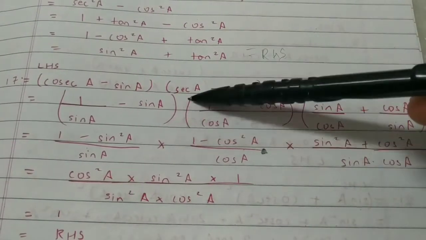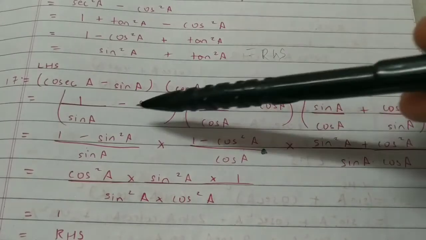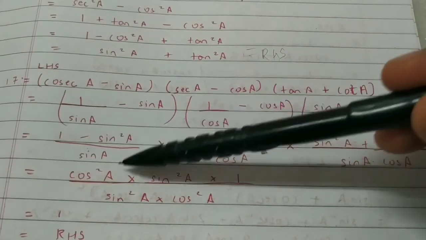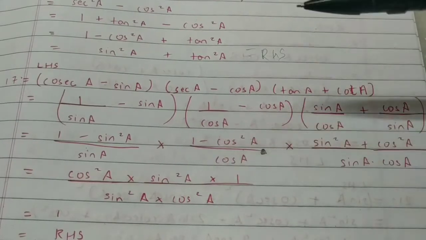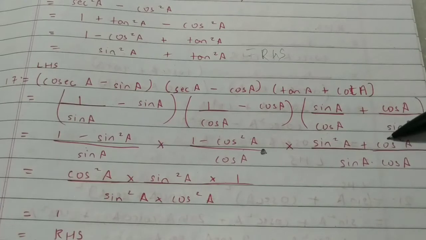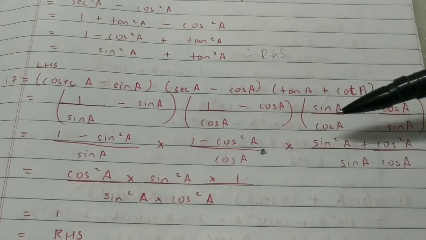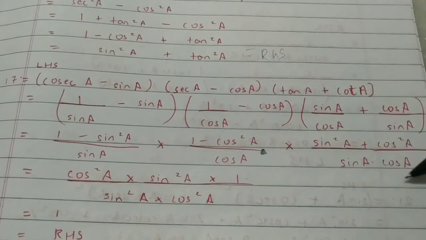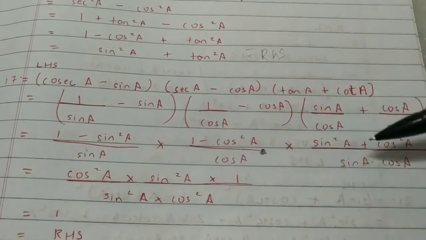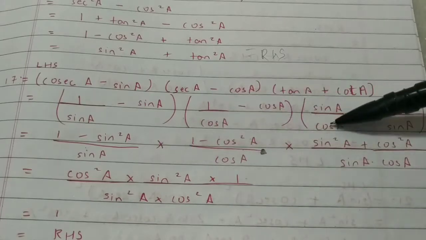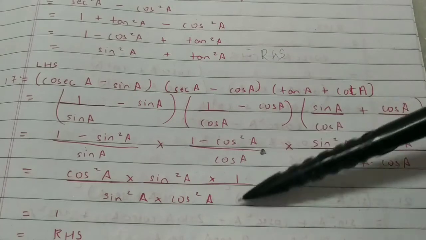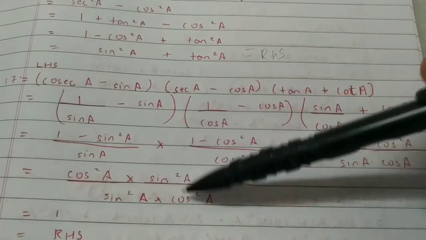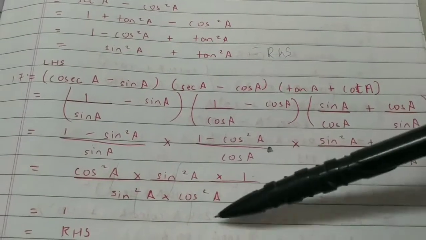Do the LCM, of course. Now I see this 1 minus sine square A can be written as cos square A. Here 1 minus cos square A can be written as sine square A. And here sine square A plus cos square A is equal to 1. There is no need to write the formulae, which formula you are using, no need to mention that. And the denominators will all come together. It's multiplication, remember. So it becomes sine square A into cos squared A. And things get cancelled, and that's how we get the RHS of 1.